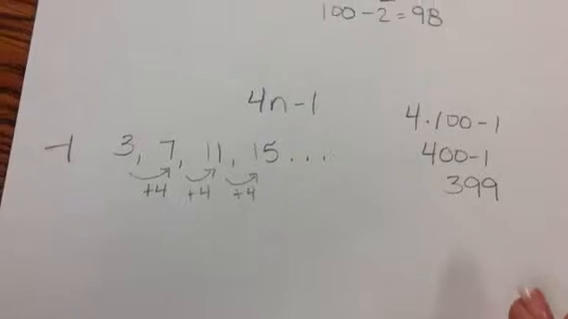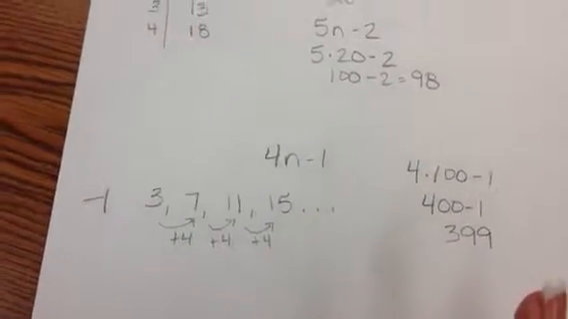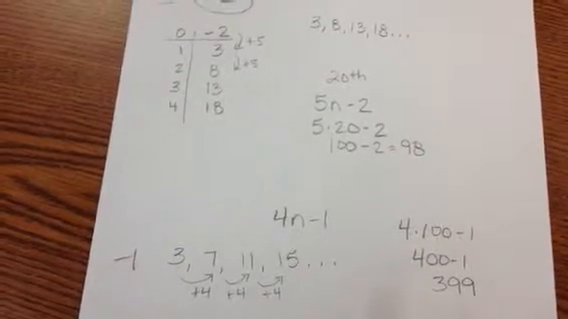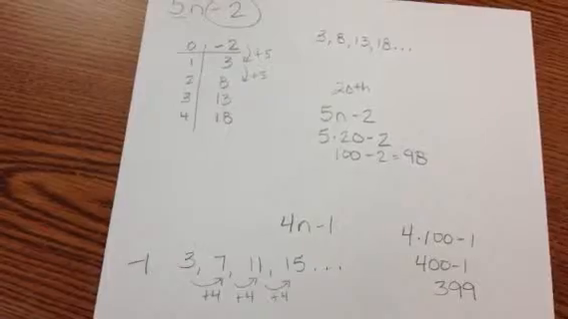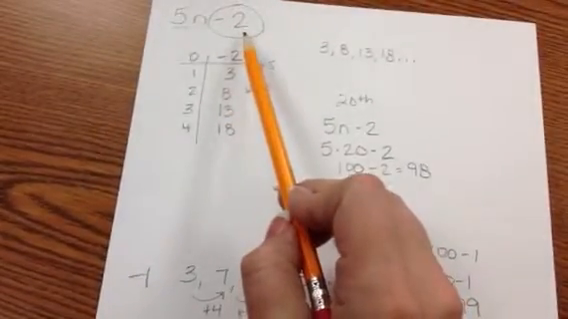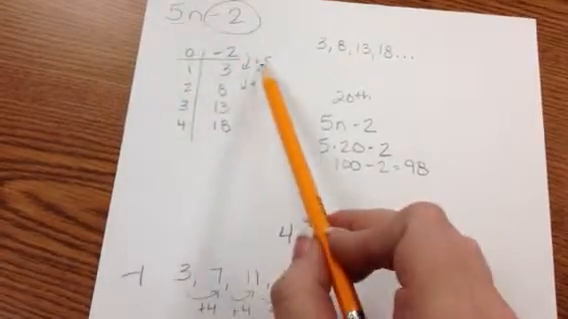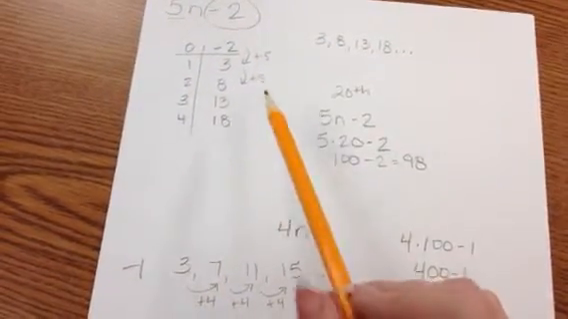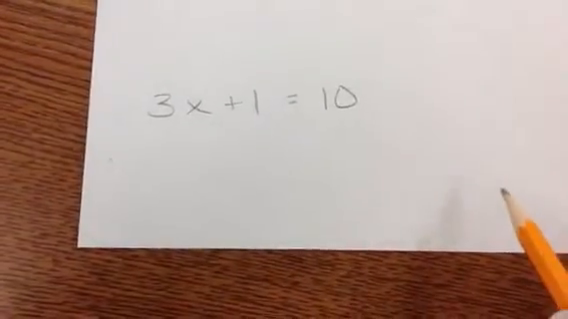And so that's what you're going to remember most importantly for writing rules for sequences or writing sequences from rules. Remember to find your zero number, put that in your chart, and then whatever is being multiplied, that's actually what you're increasing by each time. And then you need to remember how to solve equations.